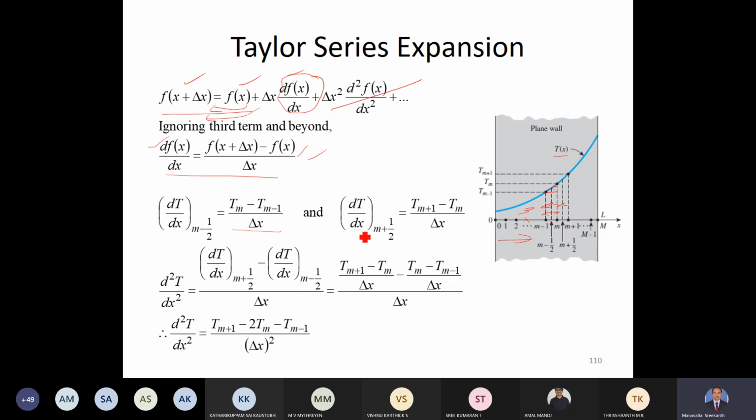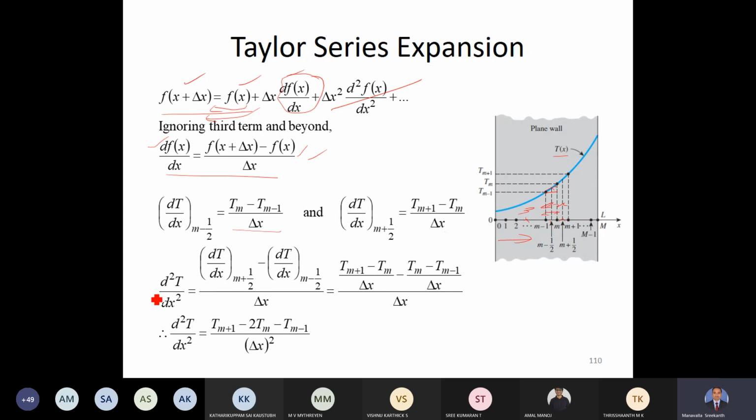Similarly, dT/dx at m plus half. See, this is m plus half. At m plus half, it is (T_m+1 minus T_m) divided by delta x. Okay. And now we'll go a little bit further.